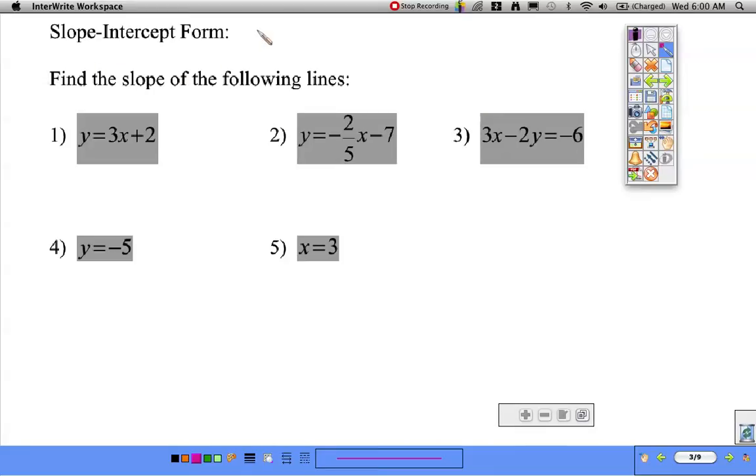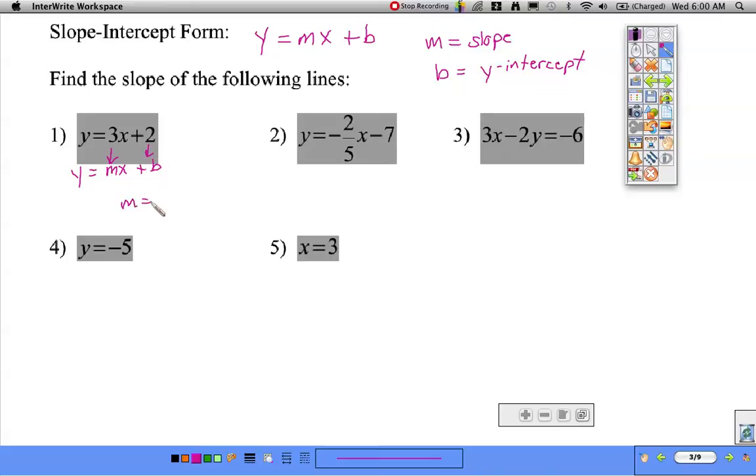Slope-intercept form of a line is y equals mx plus b, where m, we already said, represents your slope. B is your y-intercept, or the point where it crosses the y-axis. So the y-intercept is the point where the line crosses your y-axis. If we use slope-intercept form, when I look at number 1 and where it says find the slope of the following lines, if I were to write y equals mx plus b underneath, 3 matches up to the m, 2 matches up to the b.